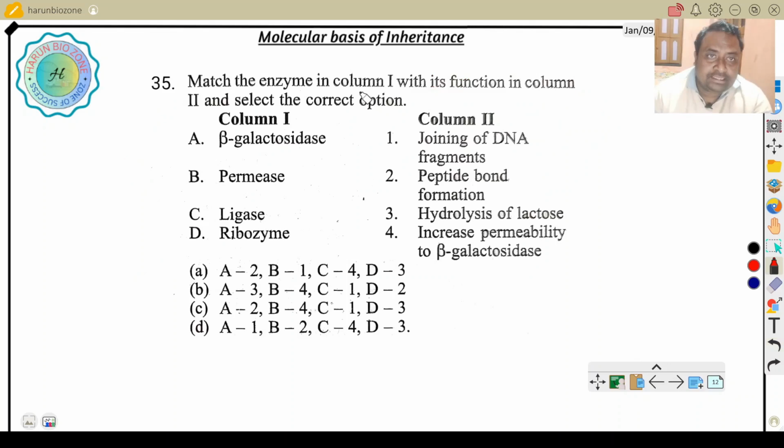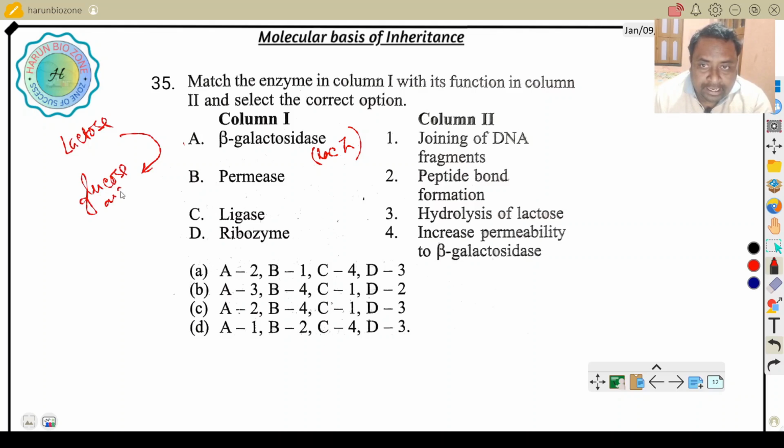Next question: match the enzyme beta galactosidase. So what is the function of beta galactosidase? It is represented by the LAC-Z gene in the operon, and it breaks down lactose into glucose and galactose. So beta galactosidase catalyzes the hydrolysis of lactose.